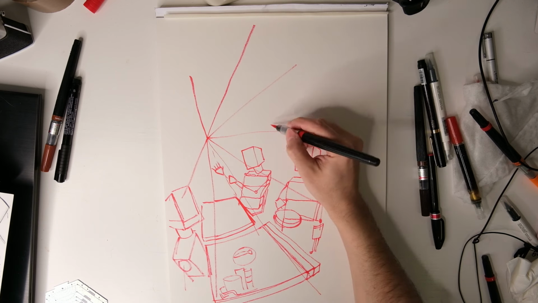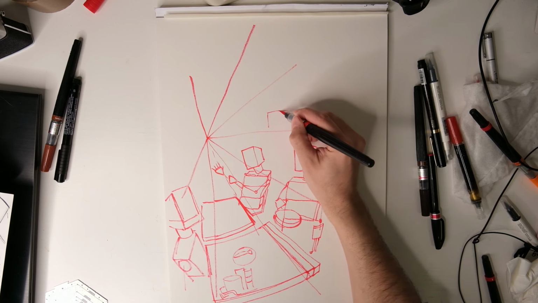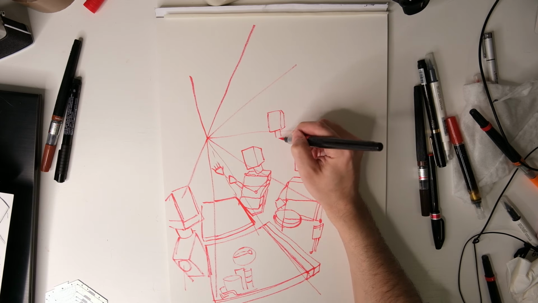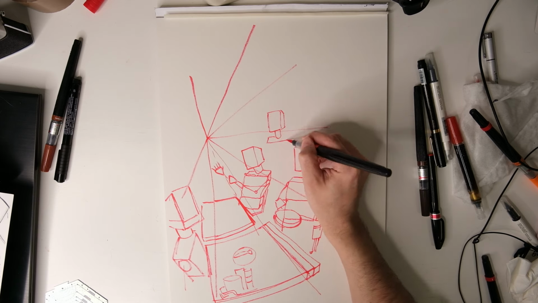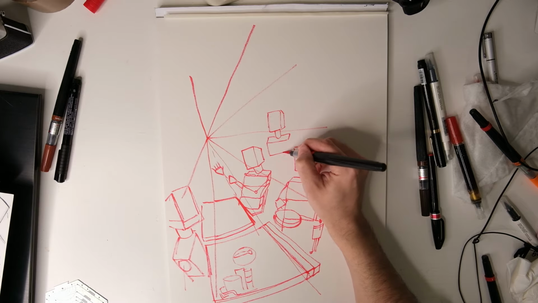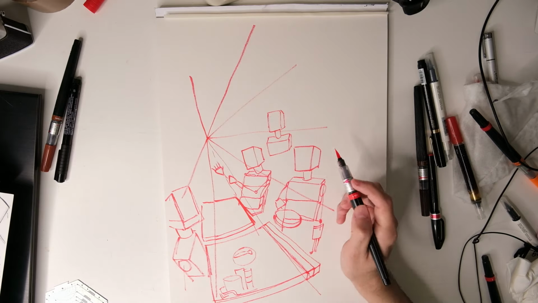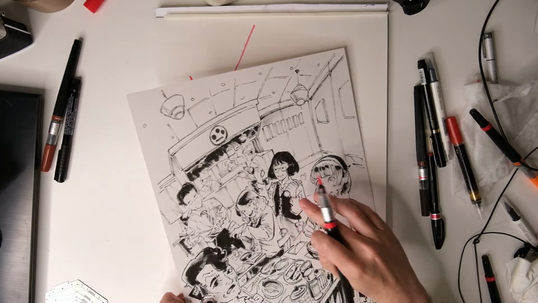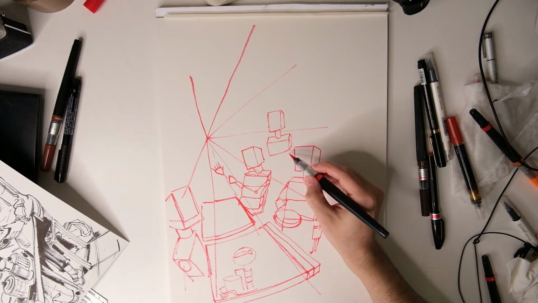Because the characters are seated, any character that is standing would have the head a bit higher. Makes sense. The person is standing, right? So the waitress here is, of course, standing.